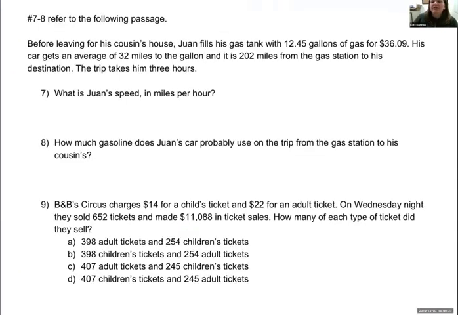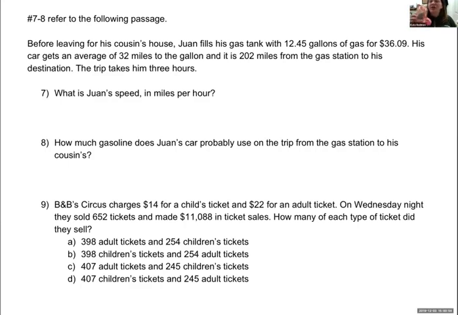Let's look at 7 through 8. It says, before leaving for his cousin's house, Juan fills his gas tank with 12.45 gallons of gas for $36.09. His car gets an average of 32 miles to the gallon, and it is 202 miles from the gas station to his destination. The trip takes him 3 hours. What is Juan's speed in miles per hour? So I've done what the GED likes to do, which is give you too much information.